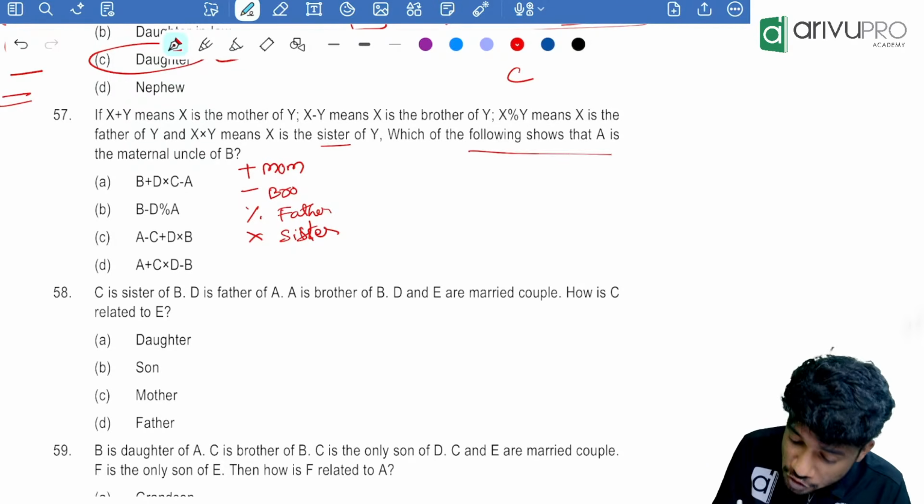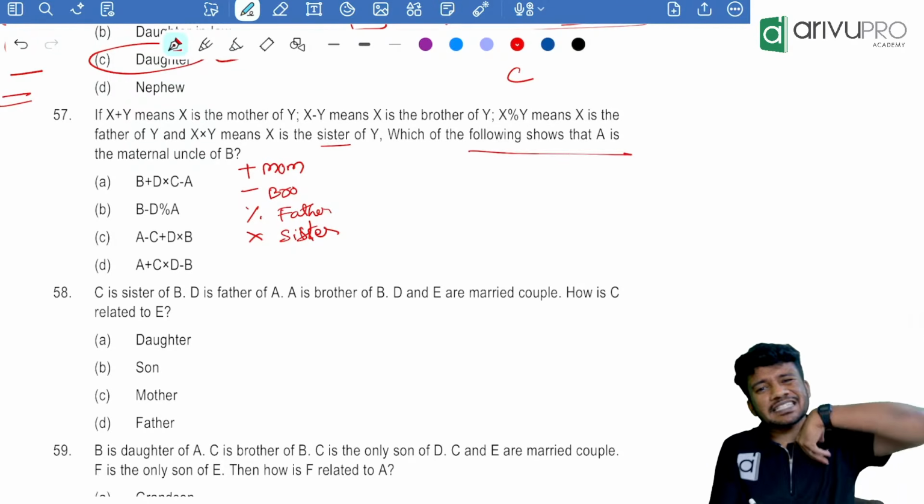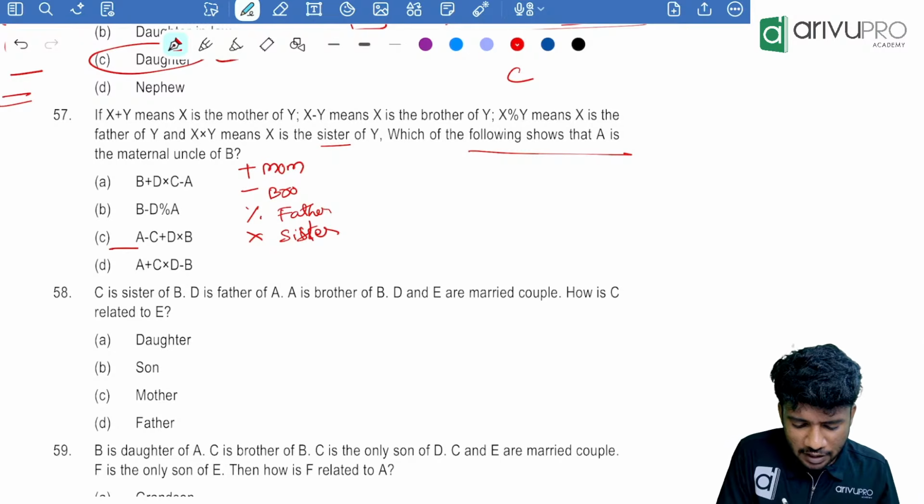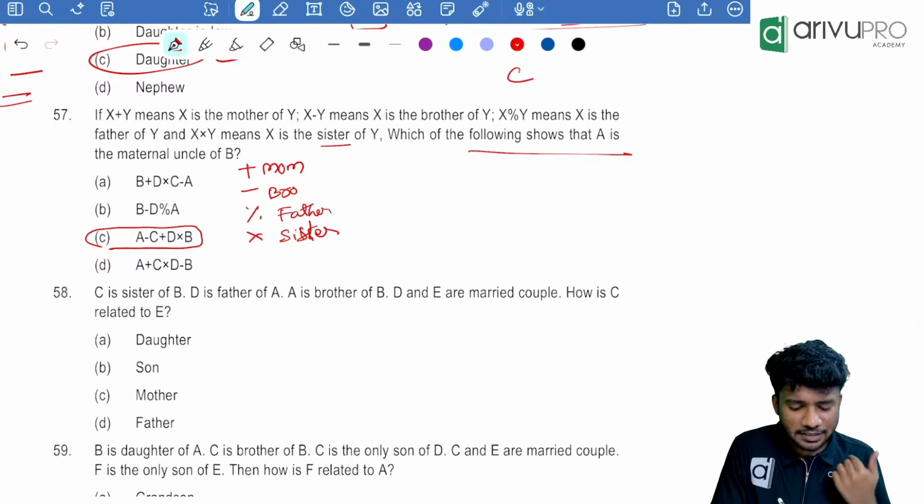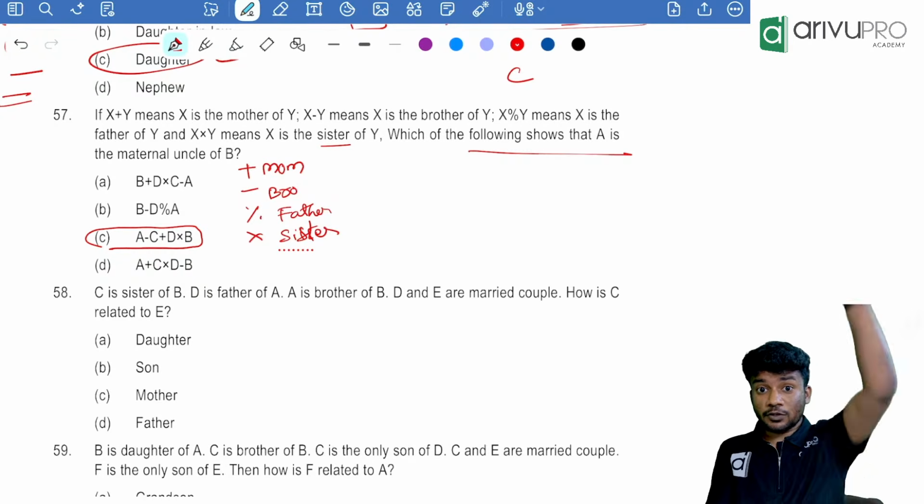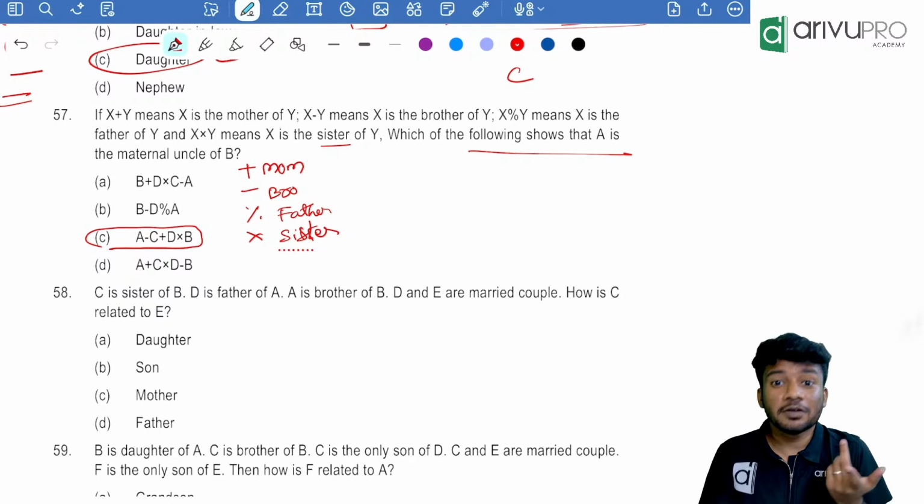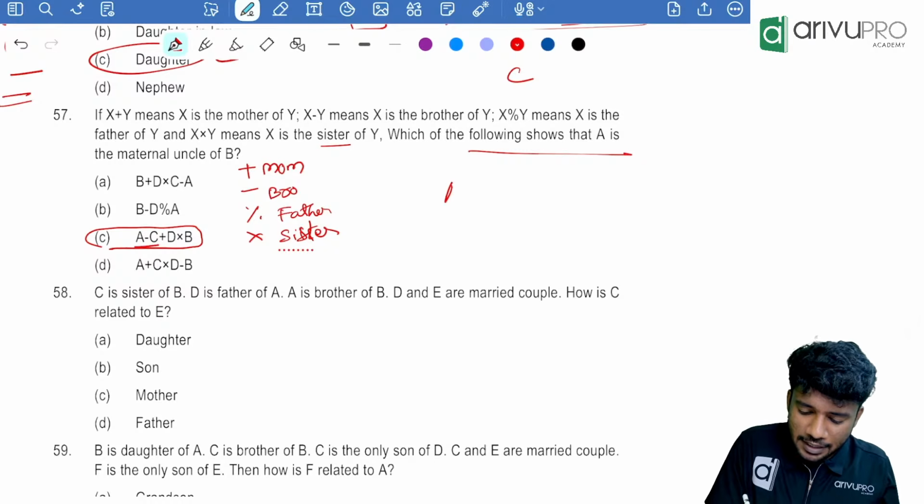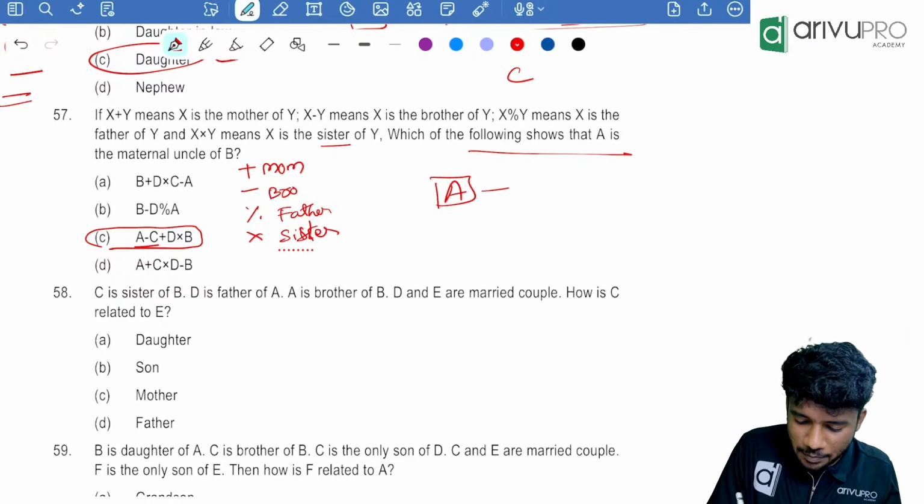Which of the following shows that A is the maternal uncle of B? Looking at here, I will always start with C. Why do I start with C? Because it is towards the left, so there is a higher chance that A is on the top generation of B. Why? Because we want the maternal uncle side. We will check one by one. A minus C. A minus means brother. A is the brother of C.